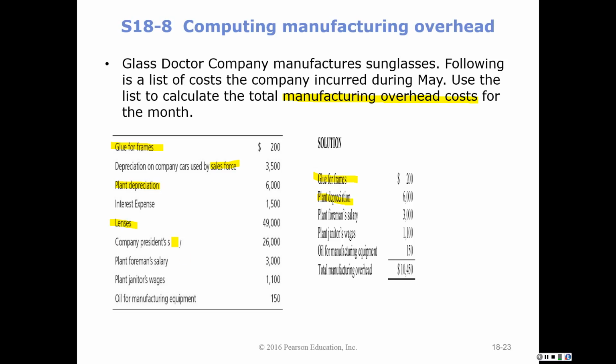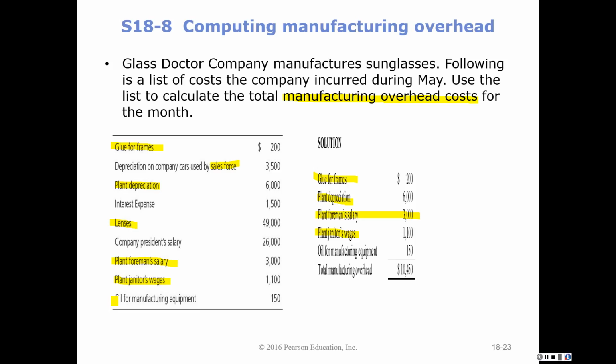Okay, what about the company president's salary? Not tied to manufacturing. What about the plant foreman's salary? Yes, and we see that here. The plant foreman is someone who is directly involved in the manufacturing process. Okay, now let's compare that to the plant janitor's wages. Yes, he is in the manufacturing facility, keeping it into a workable, operable environment. So the plant janitor's wages, they are also part of manufacturing overhead. Now, the janitor for the office space, not so much. We are separating the cost of manufacturing our product from the cost of operating our business.